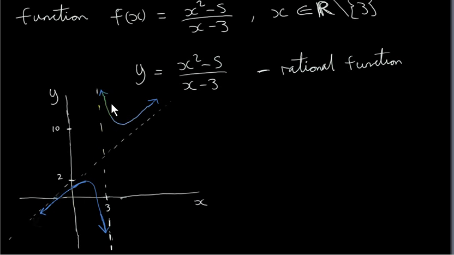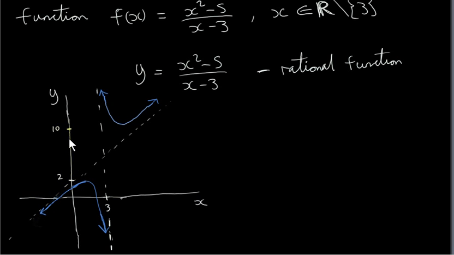Here is a rough sketch of the function. We have a vertical asymptote at x equals 3. So the graph approaches it. That's indicated by the arrow. It approaches this vertical line but never crosses it. Similarly, for this section of the graph, we also have an oblique asymptote. The graph approaches that. Both sections of the graph approach it but never cross it.